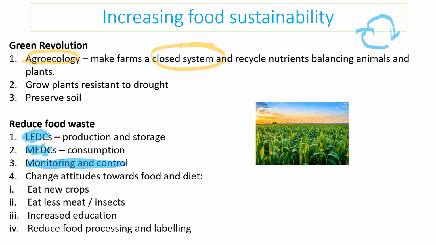We can try and change attitudes towards food and diet, trying to make people eat new crops and eat less meat. One theory is that we should be looking at eating insects, which are very high in protein and earlier in the food chain, so they have more energy in them per gram. We can increase education so people waste less food and think about lower carbon impact foods, and we can reduce food processing and improve labelling to make it more sustainable.